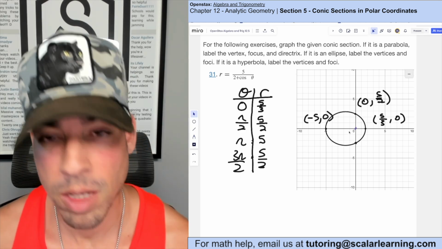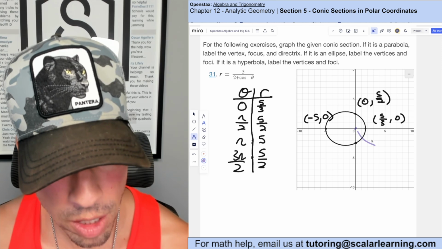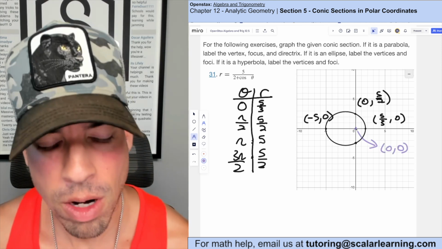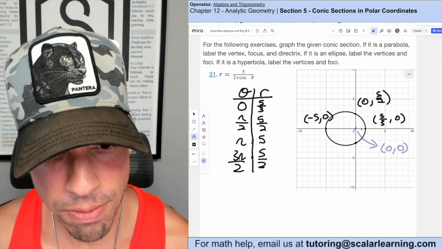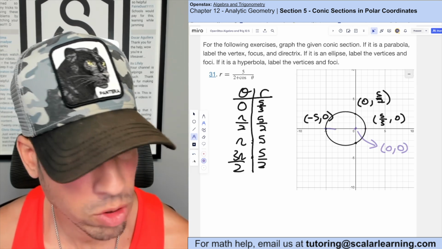And then we've got 3 pi halves and 5 over 2, which is going to be down here like this. So if I were to graph the ellipse, it would look something like this. And again, for the foci, I'm going to put this one right here, which is at the origin. And to figure out where the other one is, I can see that this is 5/3 from that vertex. So this one's going to be 5/3 in.